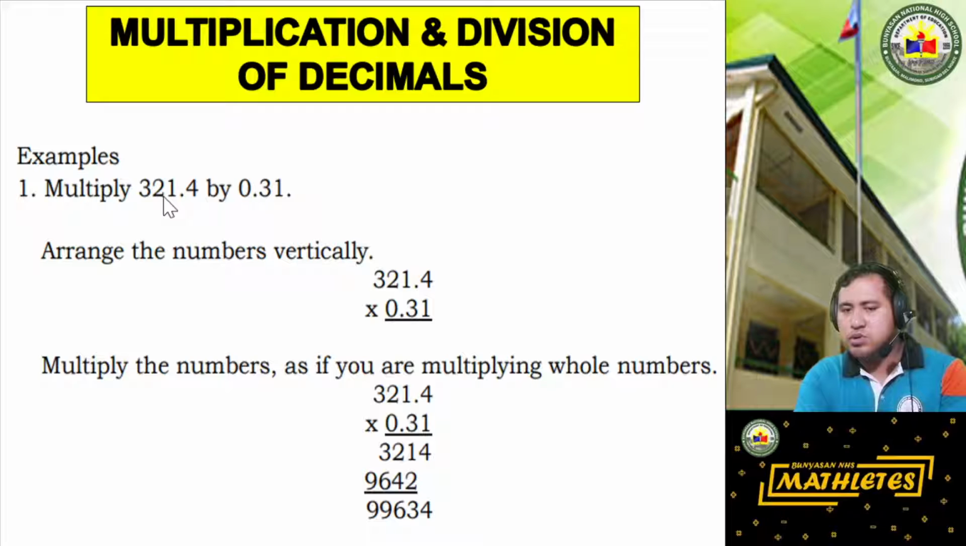We have 3.21 times 0.4. The decimal place is 1, whereas 0.31 has 2 decimal places. So arrange the numbers vertically. Then multiply the numbers as you are multiplying whole numbers.